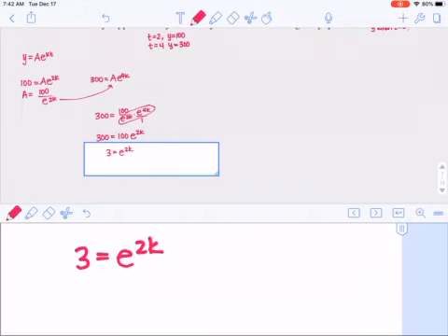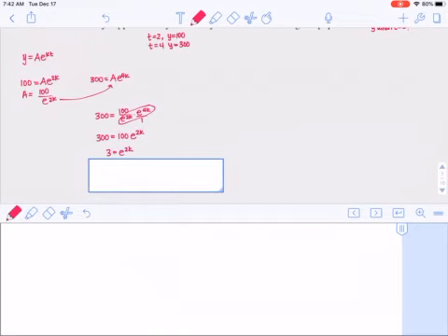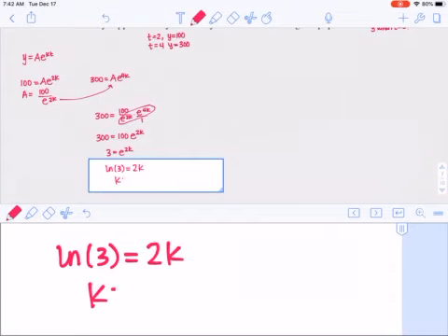And this is a place that we know exactly how to solve this. So I can go ahead and do the natural log of 3 equals the natural log of e to the 2k, which would just be 2k. And so k equals natural log of 3 divided by 2.